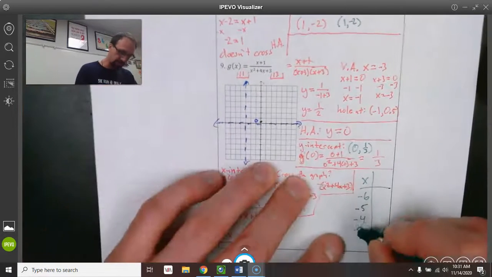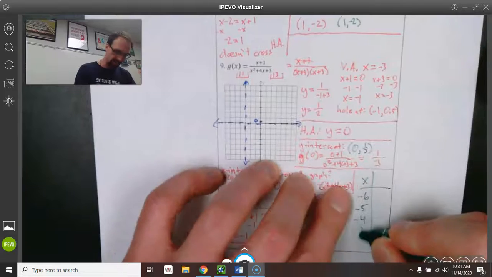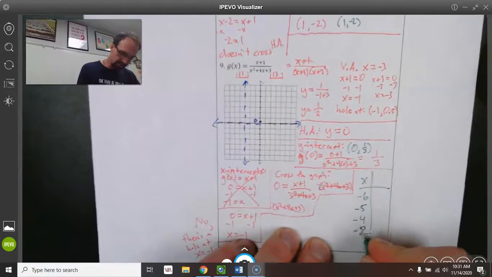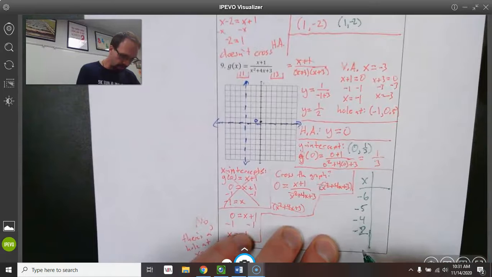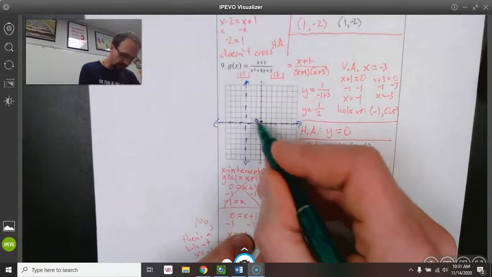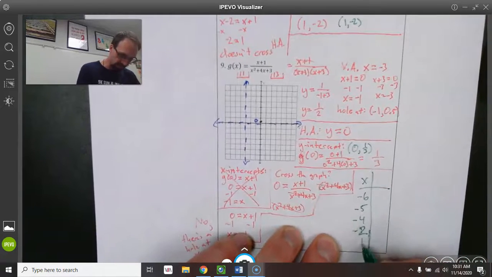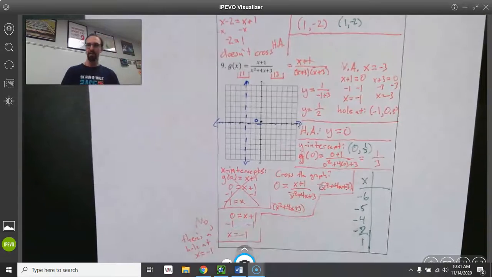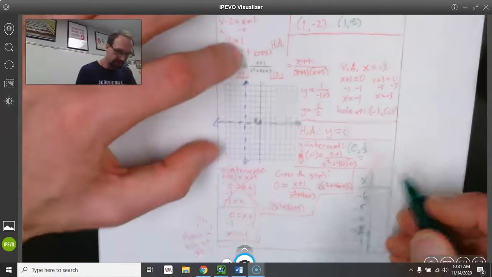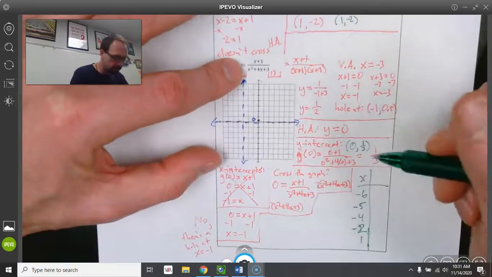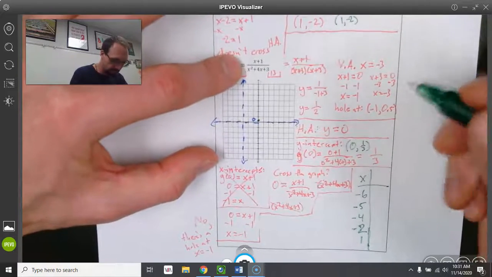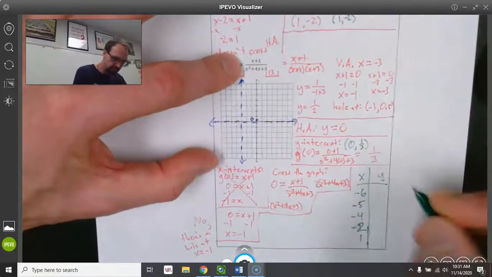No, not -3, excuse me. -2. -3 is where the asymptote is. -2. -1, there's a hole. And I already have that value here. So I kind of already see the shape. I'm just going to go ahead and verify by plugging in 1 as well. All right. So by plugging in each of these values, I'm going to end up with my y parts. So plugging in -6.